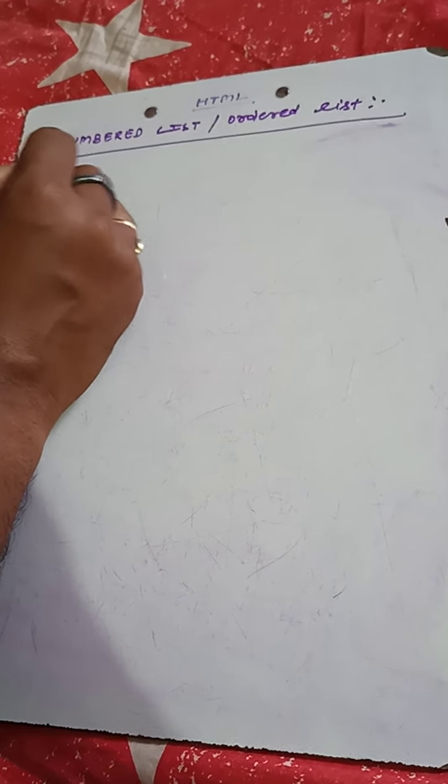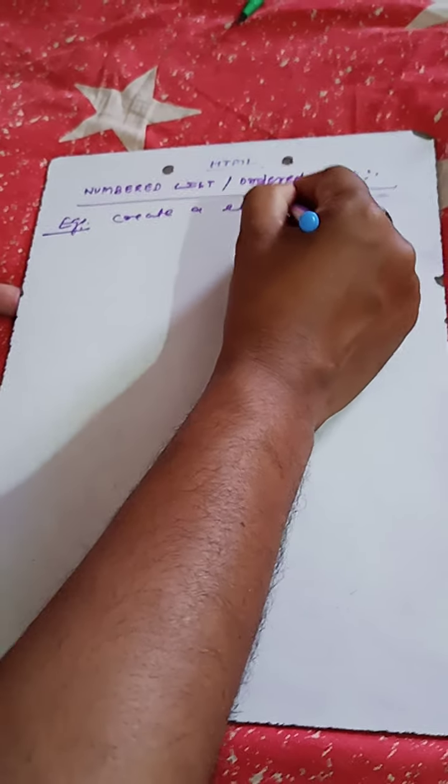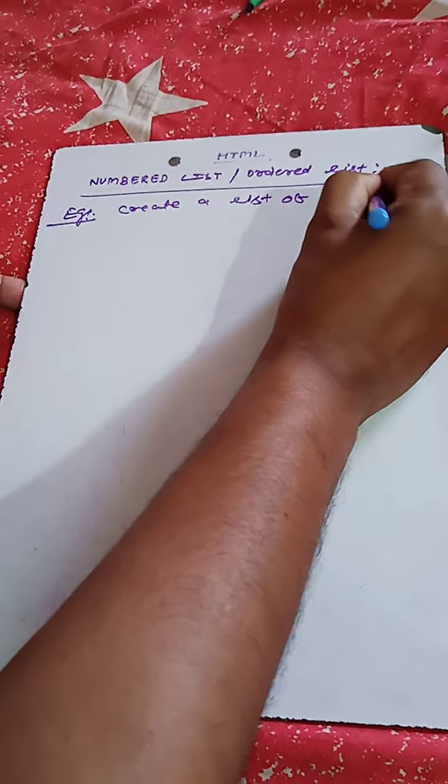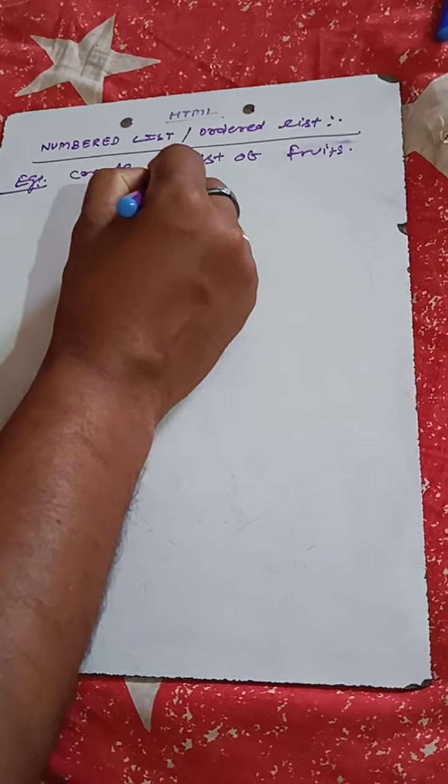The example is to create an ordered list. Create a list of fruits. We need to create a list of fruits with the help of an ordered list. So how can we do it?